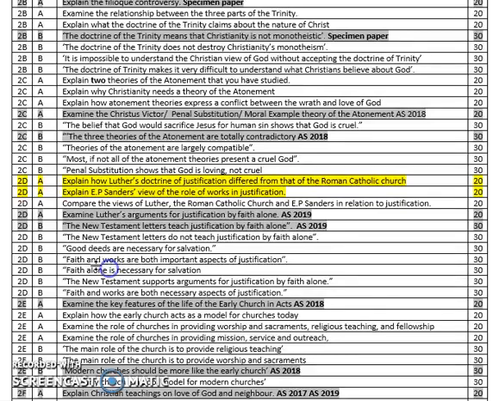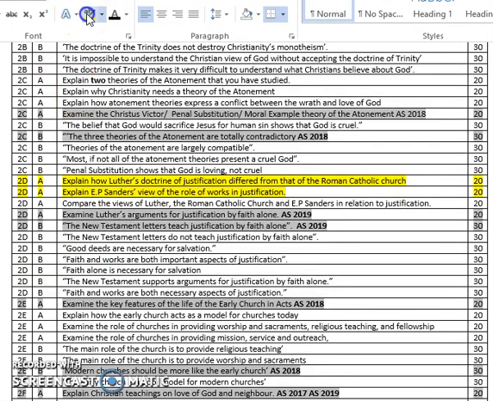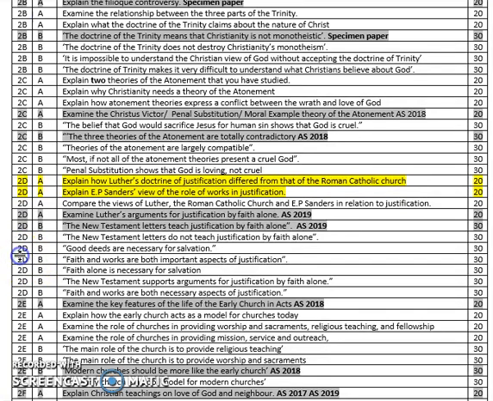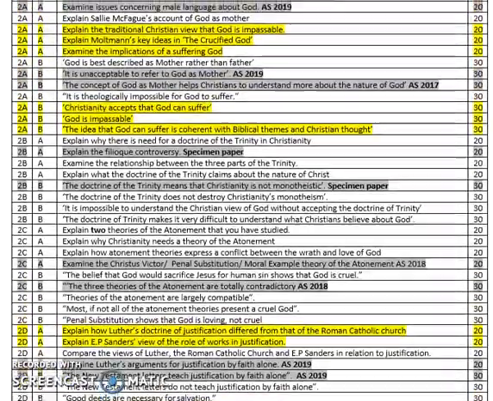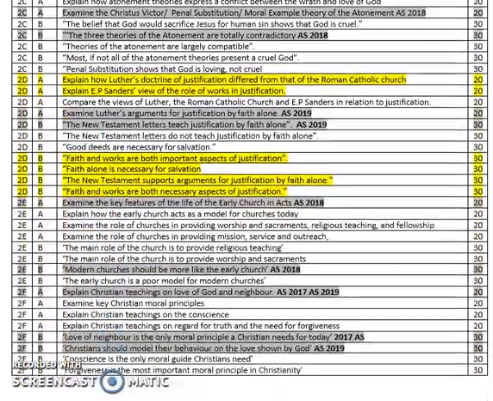Again, I haven't highlighted the part 2s for Luther, so I will just do that now, if it will let me. Yes, it will. So that's theme 2. Okay, so Maltman and Luther.